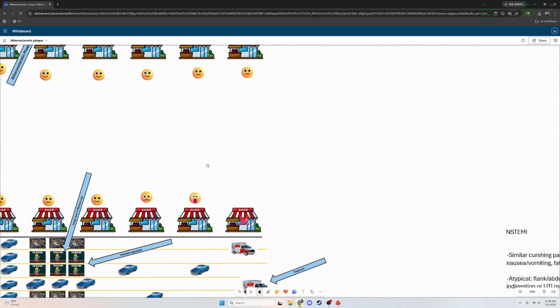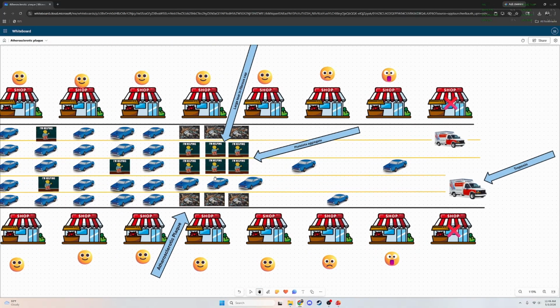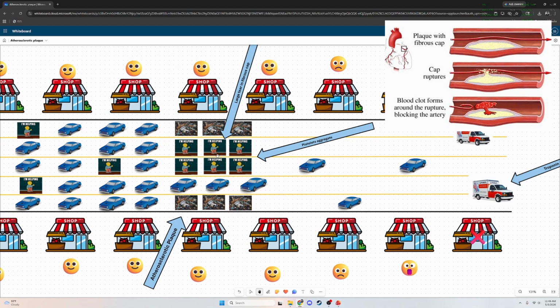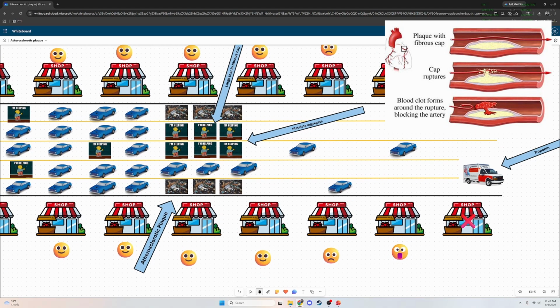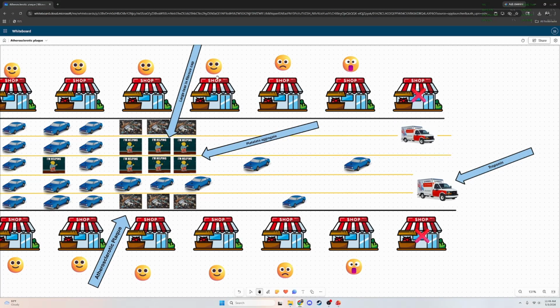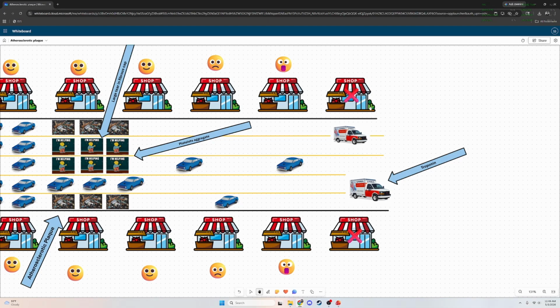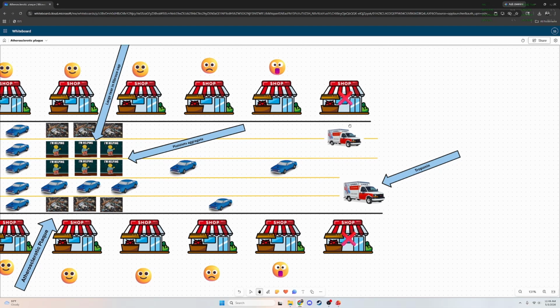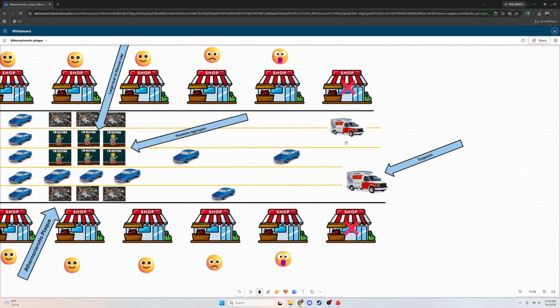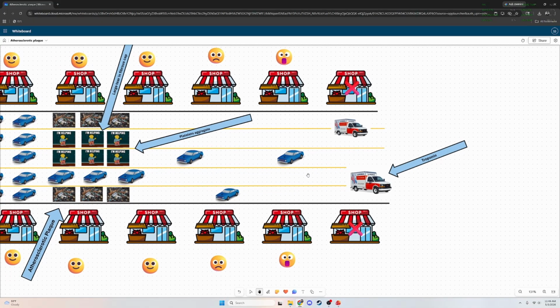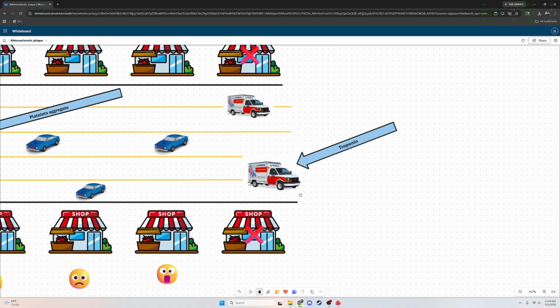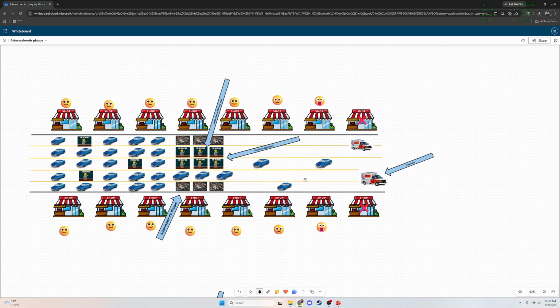We'll head down to NSTEMI now, where the plaque has fully ruptured. A thrombus is forming and all but 1 lane is blocked. Shops that are close to the blockage are okay for now, but the shops furthest downstream are beginning to close permanently. This represents cardiac muscles in the inner layer of the myocardium dying first because it is the furthest from what little blood is coming in. And then the owners pack up in a U-Haul and drive away, representing troponin entering the bloodstream.